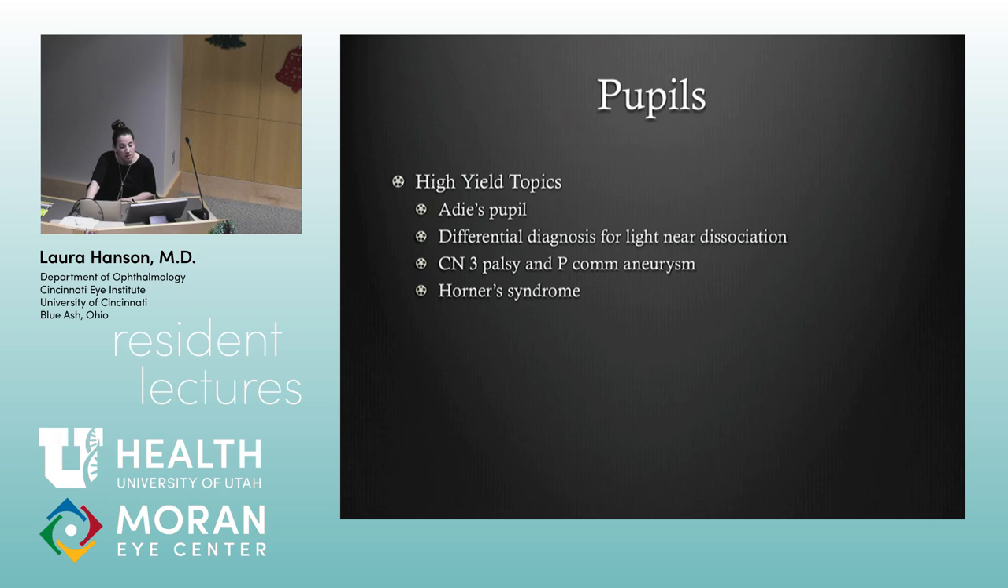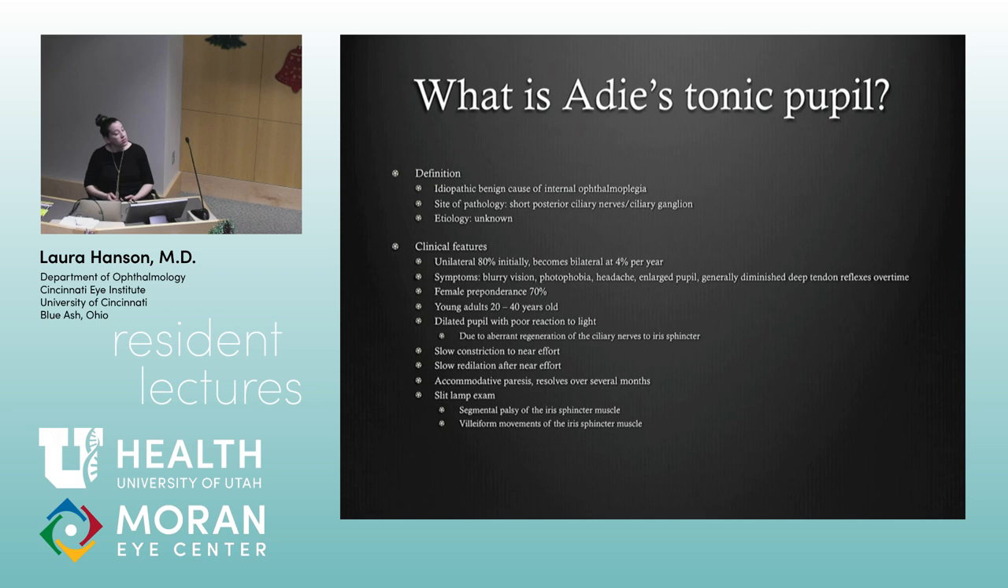Okay, these are some of Anna's slides. It's too much to go over. But so Adie's tonic pupil is generally idiopathic, and we don't really know why. It involves loss of innervation through the short posterior ciliary nerves and the ciliary ganglion. That's usually unilateral initially, but a significant number becomes bilateral. It's usually a woman, and she's younger, and she'll have a big pupil that doesn't respond well to light, but it responds better to accommodative effort. And the pupil will sometimes get small over time. That's the little old Adie's. And they have loss of accommodation that usually gets better on its own. When you look at them under the slit lamp, you look for the vermiform movements of the iris.